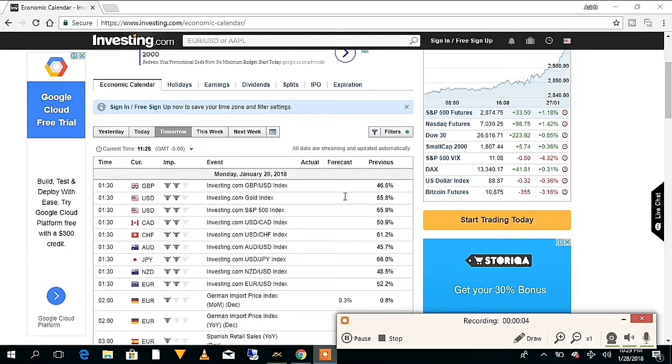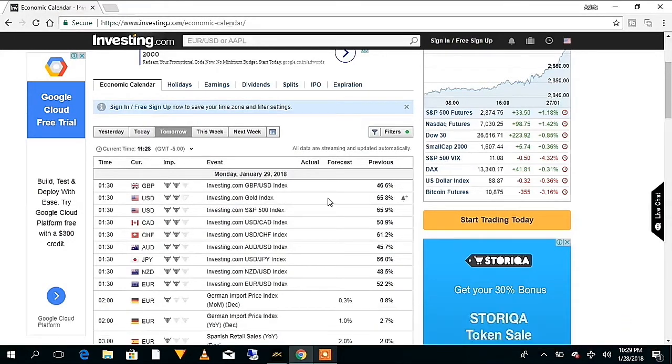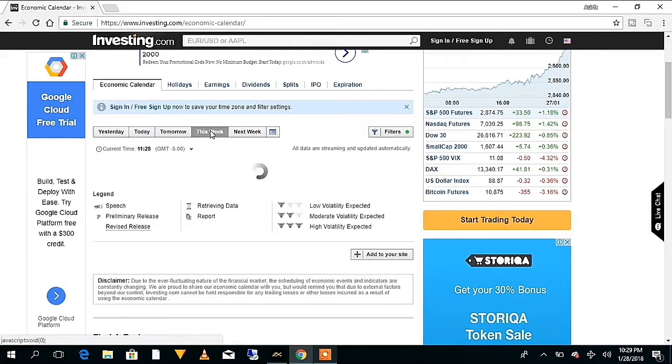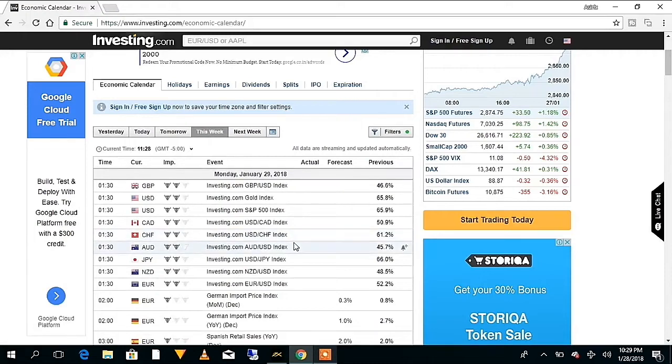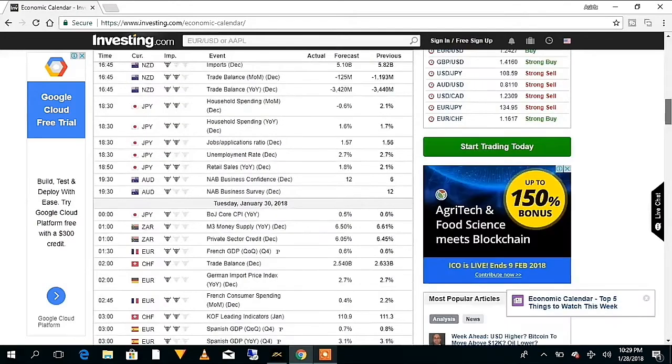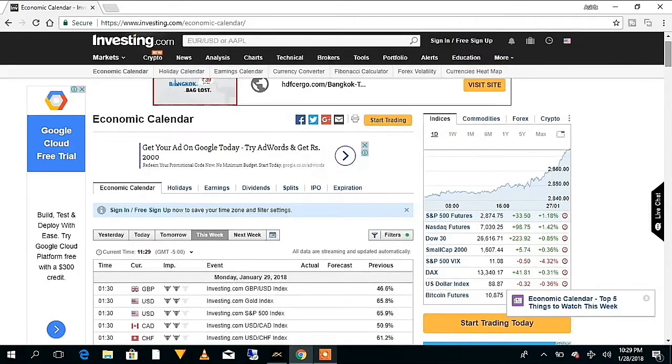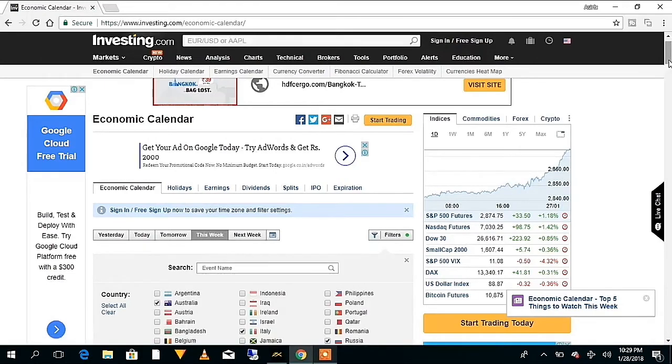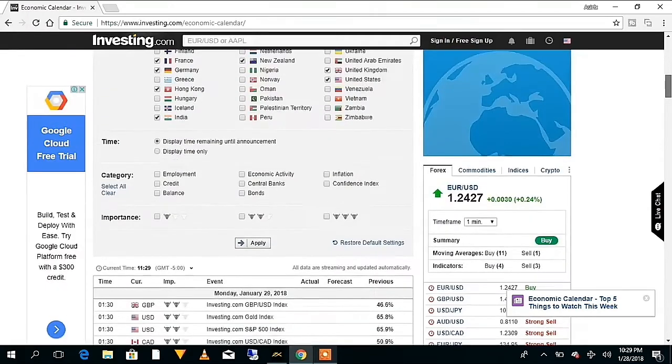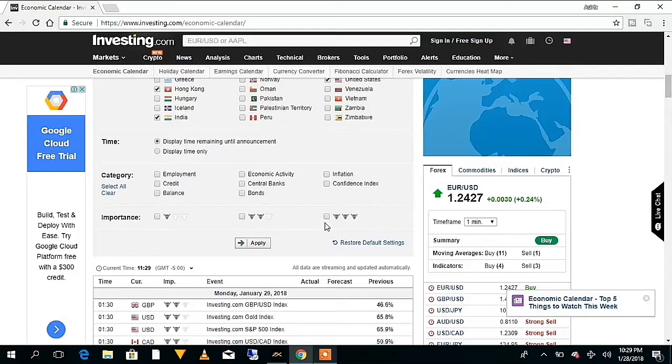Now I'm on investing.com and first I click this week's news. Now I get all the news of this week, from Monday, January 29th to Friday. You know that all the three-headed news is the important news for trading. So first I filter and select just the important news, because we don't need to worry about the two-headed and one-headed news. I select the three-headed news and click apply.